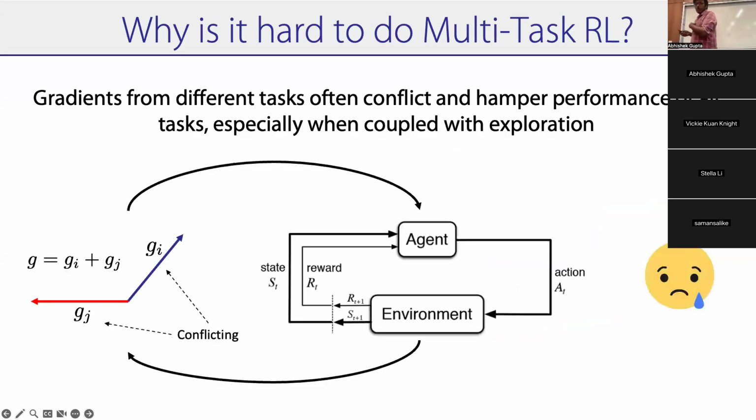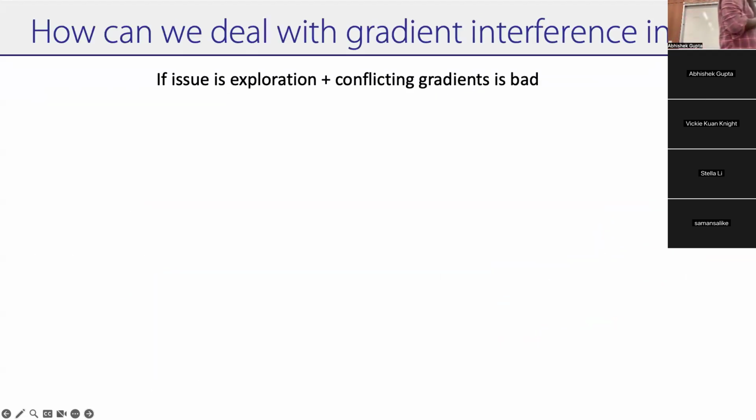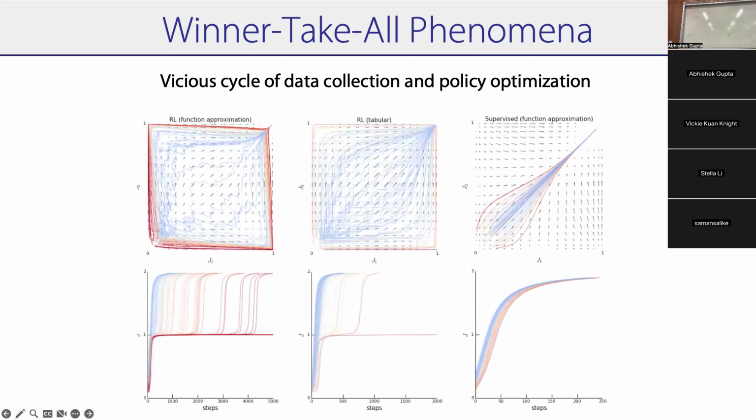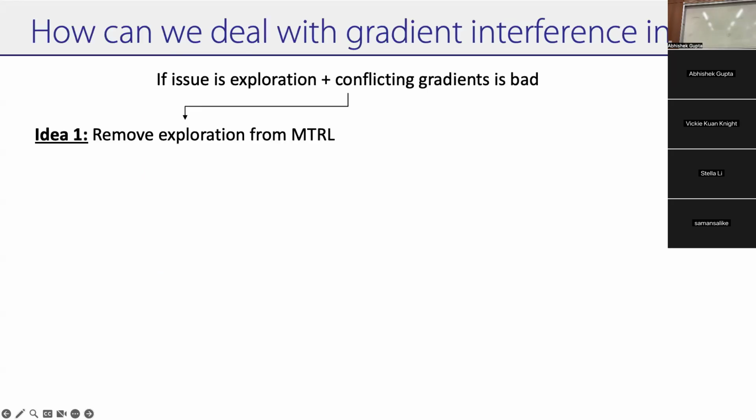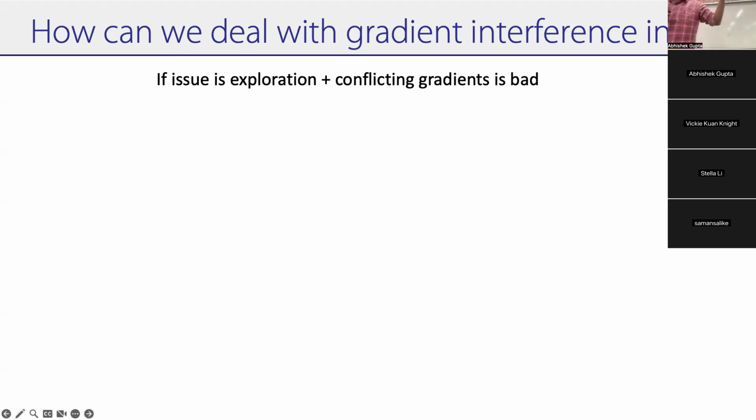Okay, so the problem we're looking at is that it's not just conflicting gradients, because you see that even in supervised learning there were conflicting gradients. It's the combination of conflicting gradients and exploration. So when you're collecting data online and you have conflicting gradients, that's the problem. Almost all multitask problems have conflicting gradients. It's just that when it pairs with exploration, you're in trouble. Okay, so we want to fix this problem of conflicting gradients and dealing with exploration. How might we fix it? What are some ideas?